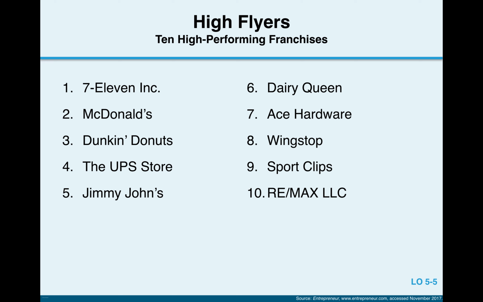So here's some of the high-performing franchises here in the United States. We have 7-Eleven, McDonald's, Dunkin' Donuts, UPS Store, Jimmy John's, Dairy Queen, Ace Hardware, Wingstop, Sports Clips, Remax. I think if we look around here in Springfield, besides 7-Eleven, all of these places are here in Springfield. So just a quick rundown of how some of these franchises work, whether it be McDonald's, Jimmy John's, something like that.